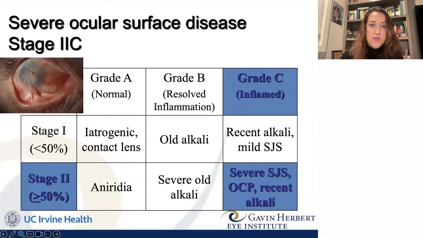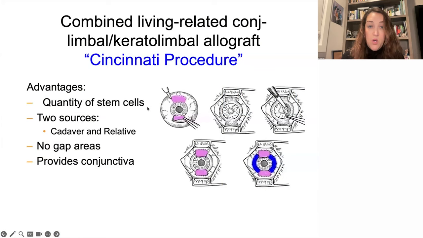What about the most severe forms of these eyes? These are eyes, again, that have the highest inflammation, 360 degrees of involvement, cicatrizing disease. These patients often need both conjunctival limbal allograft, fresh from a donor, as well as what we call the Cincinnati procedure. This is coined by Dr. Ed Holland because he's really pioneered this type of surgery, where he fills in the gaps with then cadaver tissue at the 3 and 9 o'clock. So you can see the pink areas where tissue is brought over from a living related donor, and then the 3 and 9 o'clock is filled in with cadaver tissue. And again, 360 degrees of transplantation so that there's no gap areas.